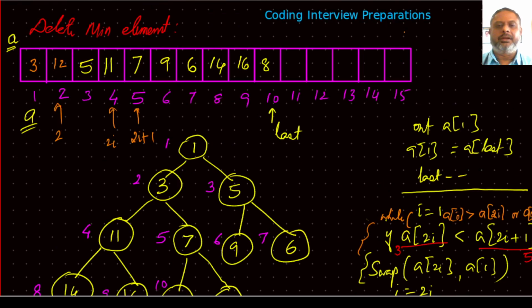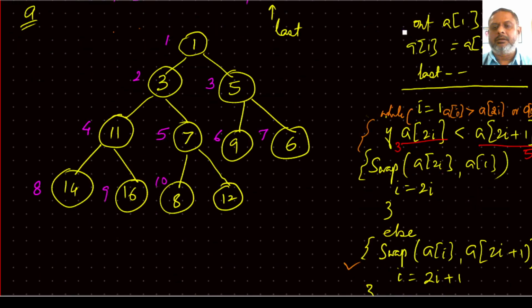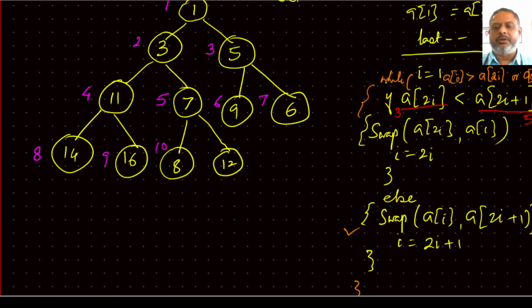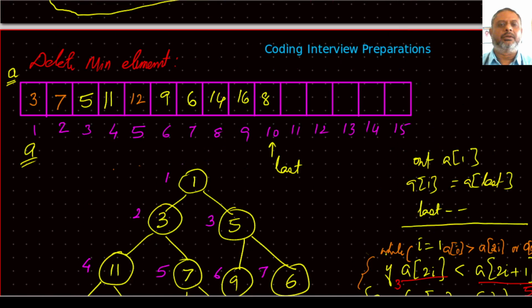So A of I and A of 2I plus 1 are swapped. Therefore, 12 gets swapped with 7. 7 comes here, 12 comes here, and once that is done, then 2I plus 1 is now called I. This was 2I plus 1, now this will be called I.